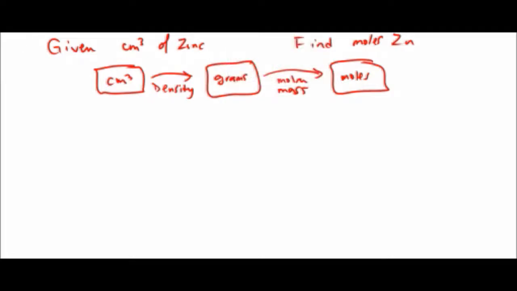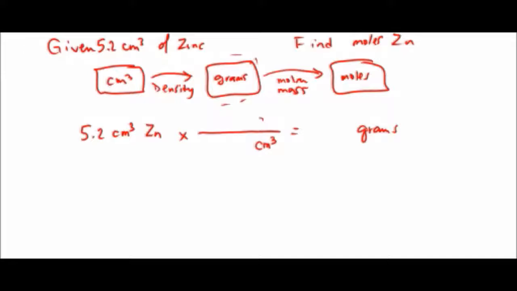We have to have a given number. Here we've got 5.2 cubic centimeters of zinc as our starting place. So the first thing you'll want to do is write down the given, clearly labeled, and multiply by a conversion factor. The conversion factor is set up such that the grams will be the answer, and that means that cubic centimeters must be canceled out in this ratio, in the conversion factor. So if we put cubic centimeters on the bottom and grams on the top, then cubic centimeters will cancel. Grams will survive as the answer.